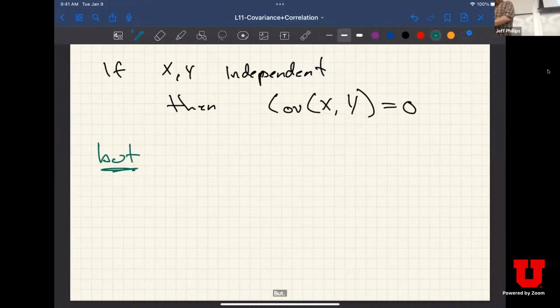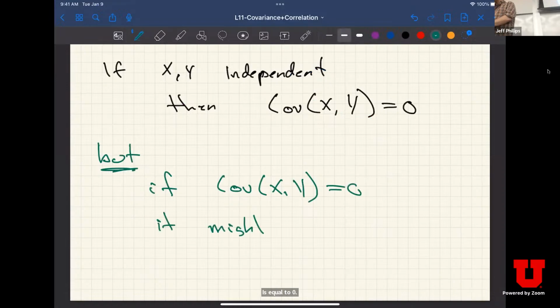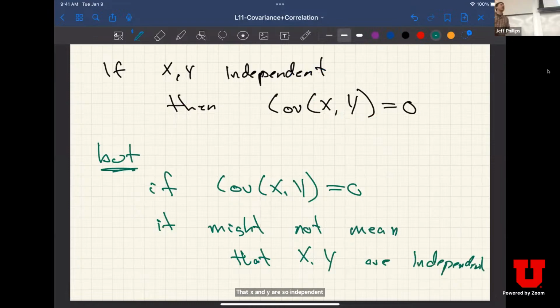But if the covariance is equal to 0, it might not mean that X and Y are independent. Okay, so we don't have the reverse. It might not be that they're independent. There are situations, and I plan to show you one at the end of the lecture, assuming we make it there. If not, we'll do it Tuesday next week. But we can't always go in the other direction.